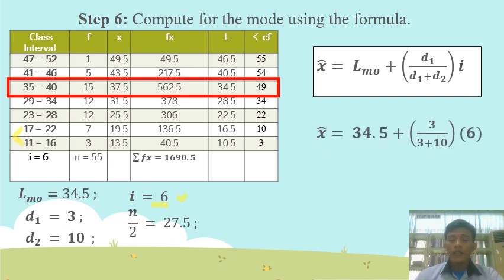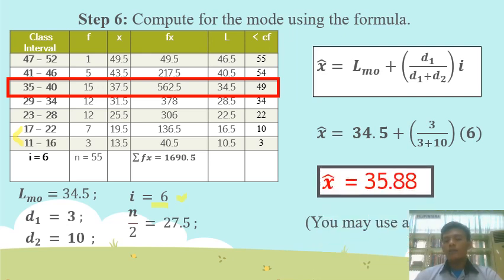Then substitute all the values to the formula. The formula in getting the mode of our data is the lower boundary of our modal class plus the quantity D sub 1 over D sub 1 plus D sub 2, times the interval. Lower boundary of the modal class is 34.5 plus 3 over 3 plus 10 times 6. You may use a calculator in solving this problem. Using your calculator, we get the mode is equal to 35.88. This will be the value of our mode.